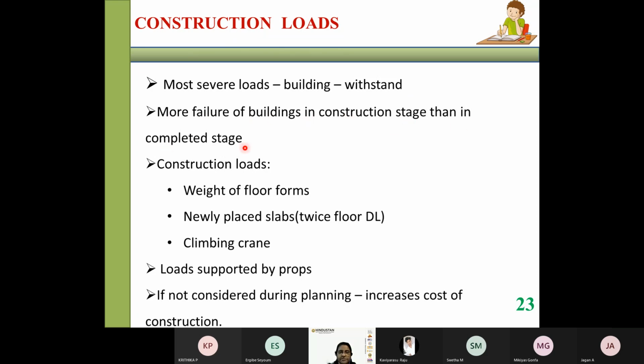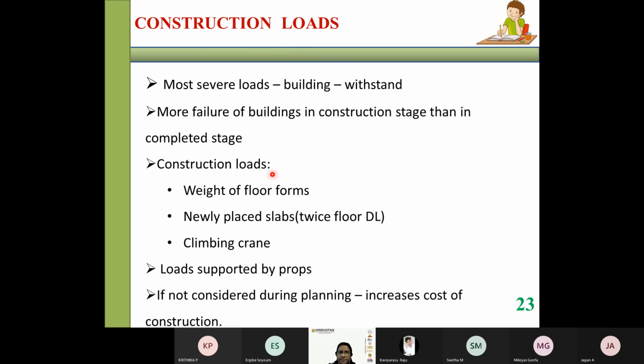Most of the buildings nowadays we are seeing in Chennai, in Tamil Nadu, this Maulivakkam, in Calcutta one bridge, and Mumbai, and many other places, show failures in the construction stage itself rather than in the completed stage. Why? Because the construction load is not considered.